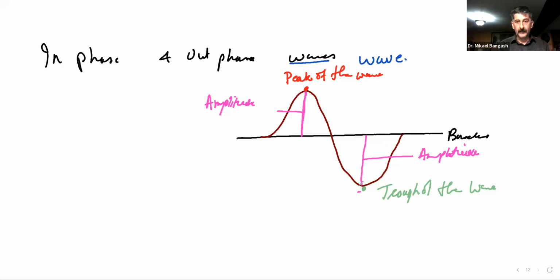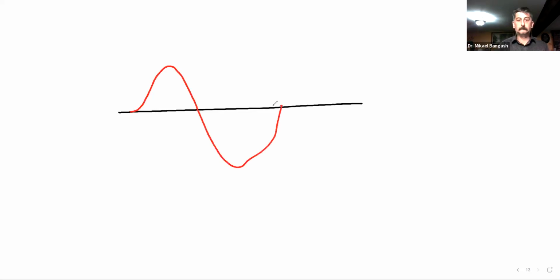Now, ladies, when we talk about being in phase, first of all, in phase is not just going to be a wave, it is going to be waves. So let's go on to another slide. This is still our baseline. We will have one wave, which is the red wave.